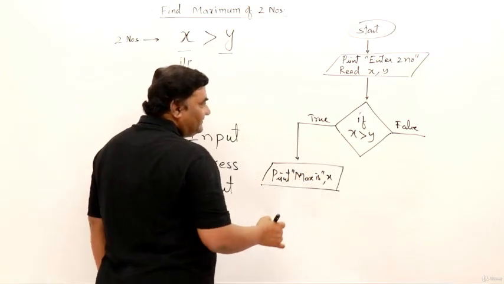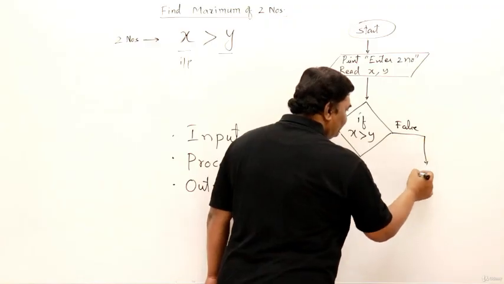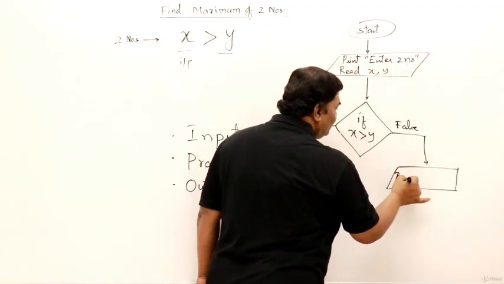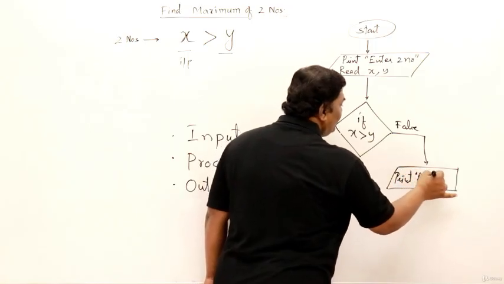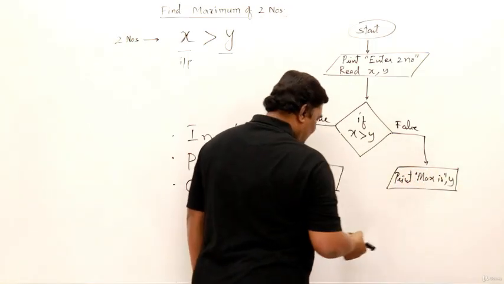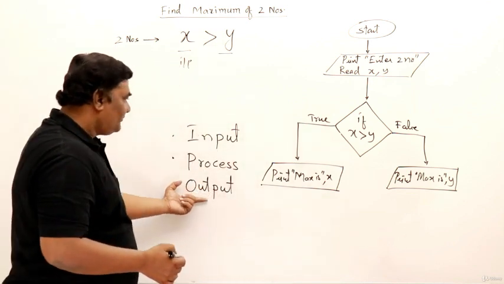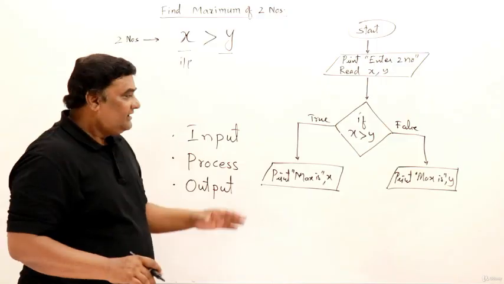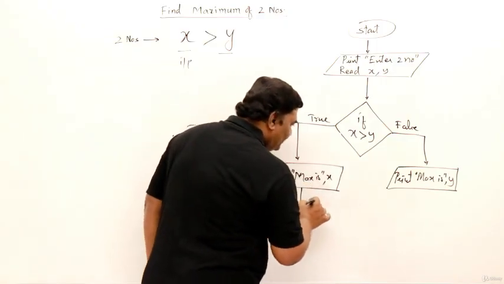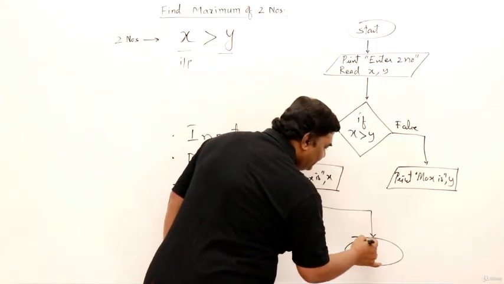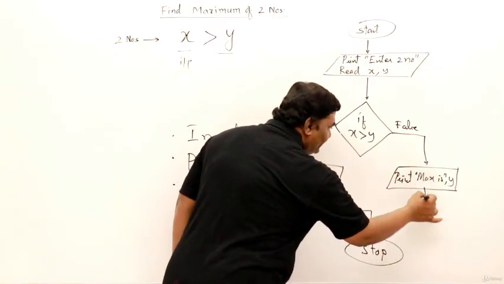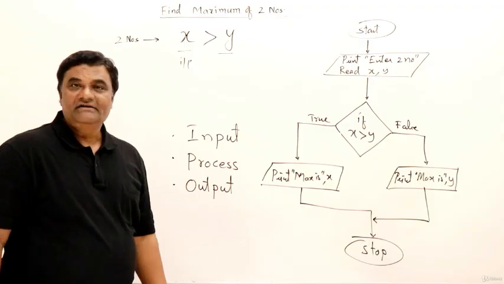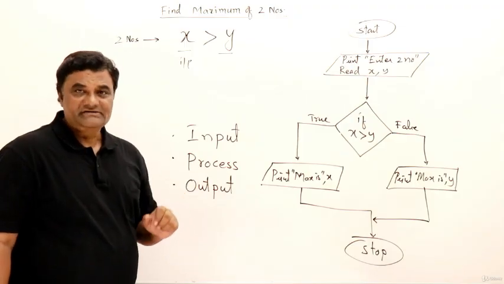Then false. If it is false, then who is greater? Y is greater. So maximum is y. So print here max is y. Then after this is over, output is over, this itself is output. So in this example there is no processing, right? Then after this, end of the flow chart, so it will go and stop. From that side also it will come and join this one. This is a flow chart for finding greatest or maximum of two numbers.